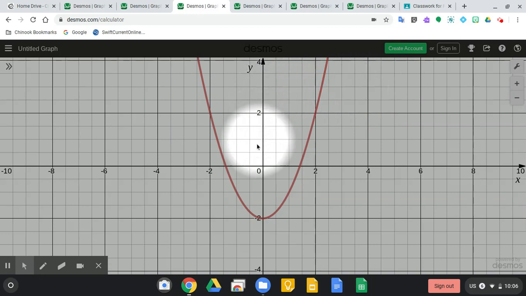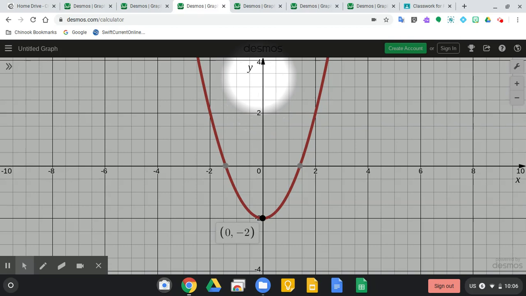When we deal with the range, we have to ask ourselves two questions. Does it go down forever? Does it go up forever? And in this case, the graph doesn't go down forever. The lowest value it gets to is right here at this vertex, which has coordinates 0, minus 2. However, the graph does go upwards forever.